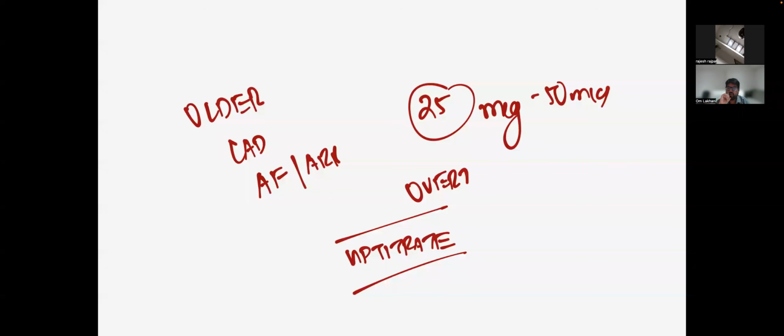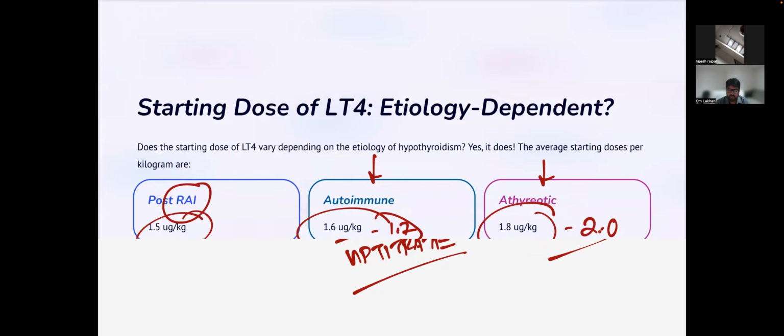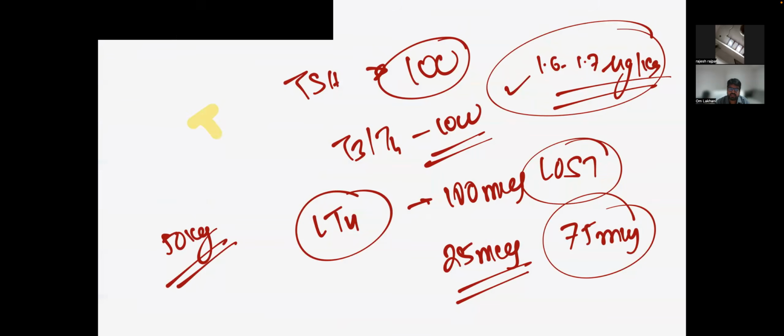I was coming to that point later, but I think this is a point well taken. In older patients, giving full therapeutic doses can in fact precipitate an ischemic event, and you can sometimes even trigger an arrhythmia, right? So this is something you have to be a little careful about. So in older patients, patients with known coronary artery disease, especially ischemic coronary artery disease, patients with atrial fibrillation, tachycardia, or arrhythmias, you could consider starting a lower dose.